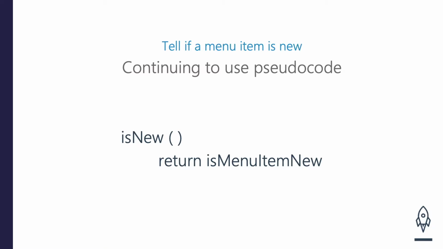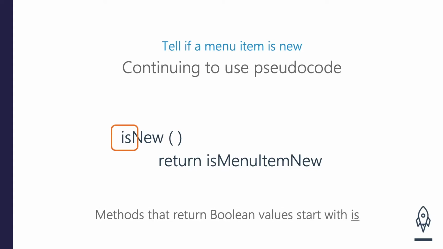So looking back here, another thing you might have noticed is this word is in front of new. Where did I come up with this method name? Well, is is commonly used in method names that return Booleans. So if it returns a Boolean, chances are it will start with the word is. Finally, we're going to add this method into the menu item class when we're finished. Let's keep going.